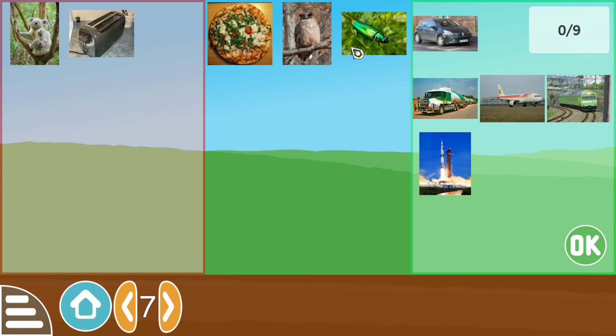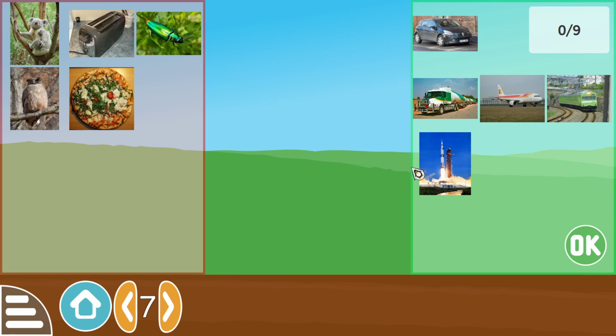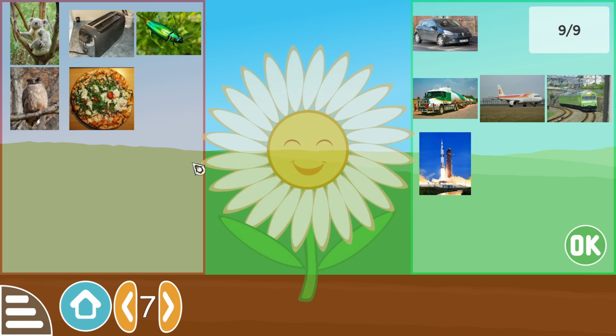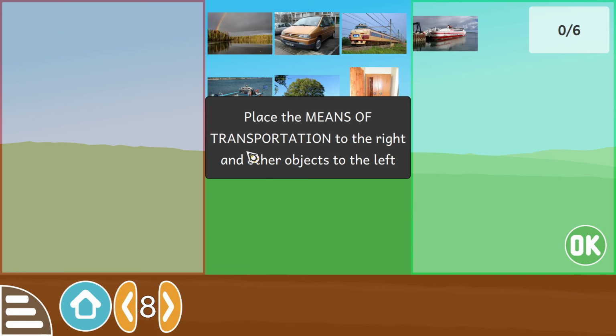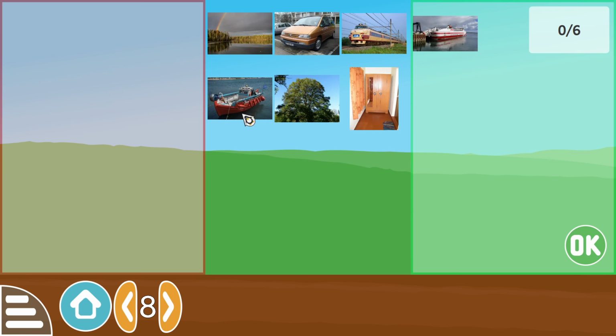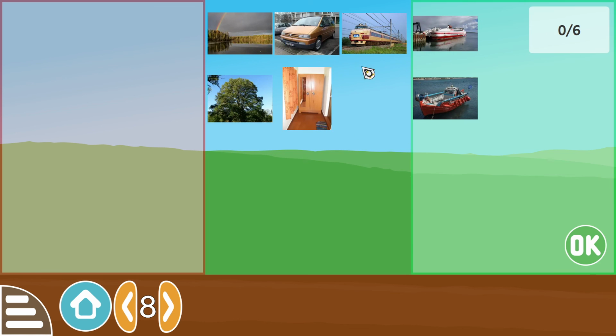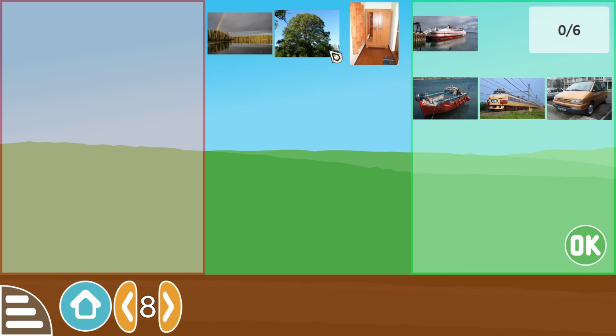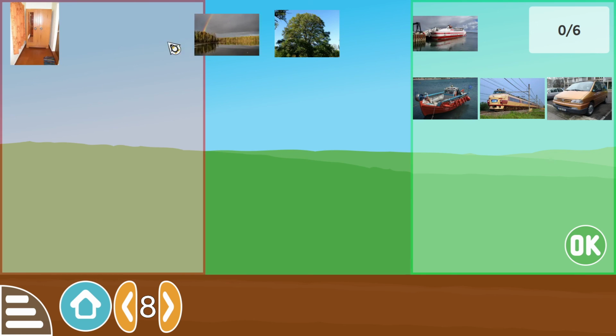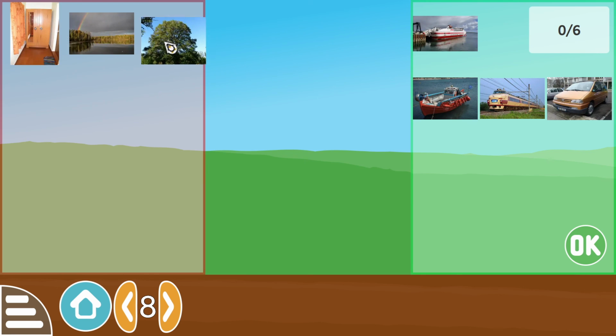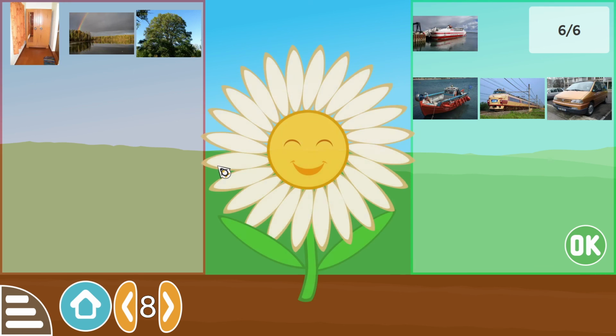Rocket is, toaster isn't, insect, bird, and pizza, giving us a, it looks to be a road train, maybe transporting fuel, so petrol or diesel might be in the back of it. It's not uncommon in the outback to see very, very long trains. So we've got a ship, train, car, and then clothes hangers, lake and tree. Not going to be means of transport.